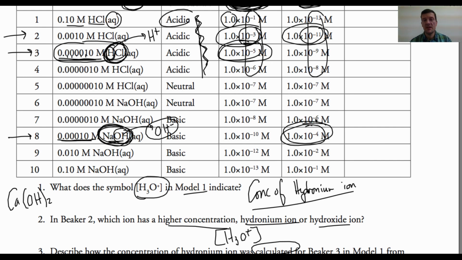I'm going to maybe jump ahead here a little bit, but you may be realizing that for a basic solution, the concentration of your hydronium is going to be less than the concentration of hydroxide. The concentration of hydroxide is going to be greater than the hydronium when you have basic solutions. And when it's neutral, well, you guessed it, the concentrations are going to be the same.